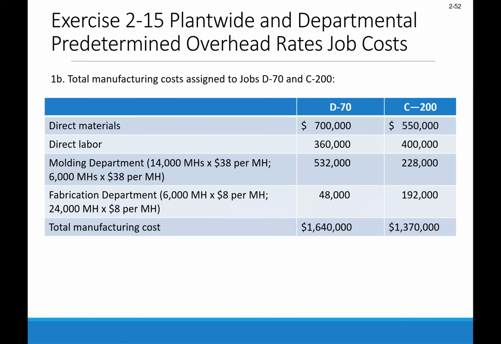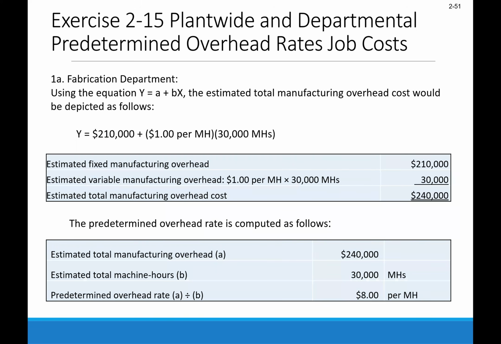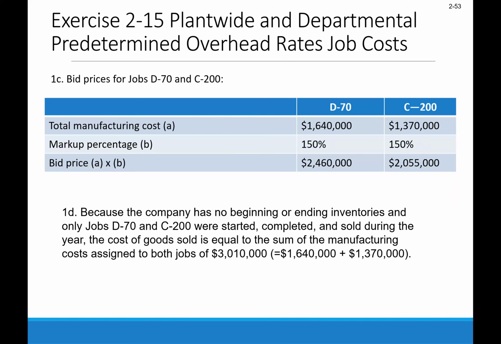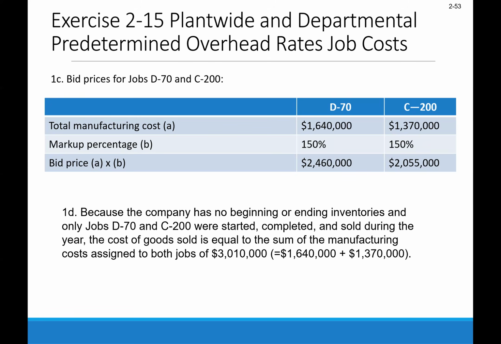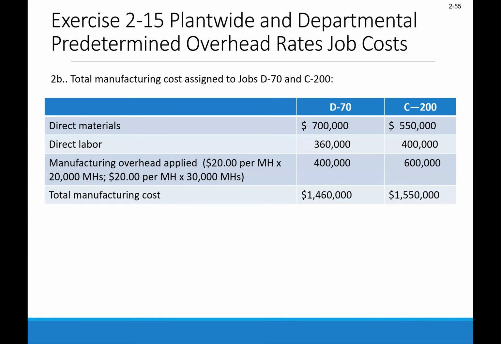Let me just see if, let me see. 2,460,000. We had 3,010,000. But if we break them into 1,640,000 and 1,370,000, you see by using it this way, the costs really are different, what's being assigned to each of these jobs. The total's, of course, the same, but each job is separate.